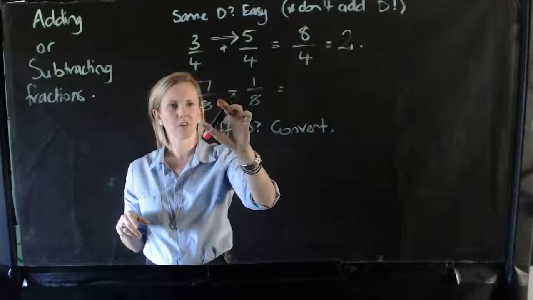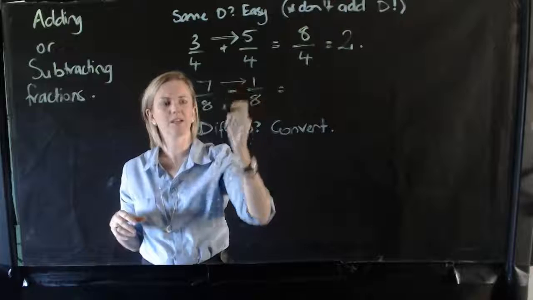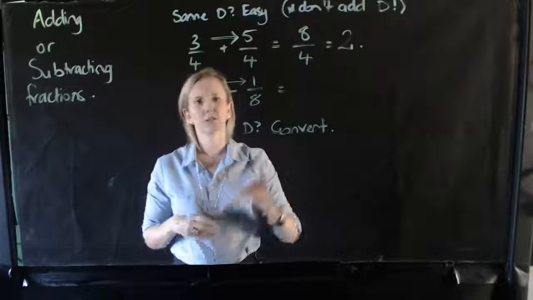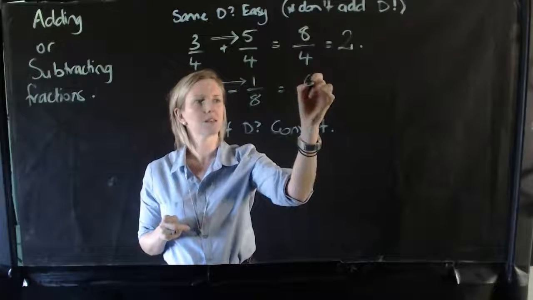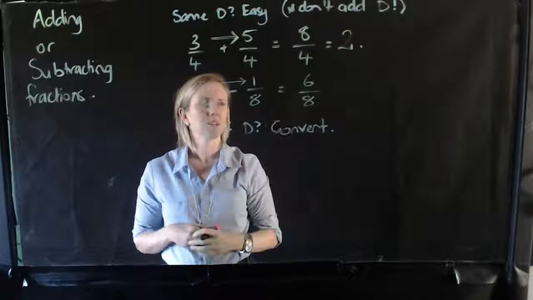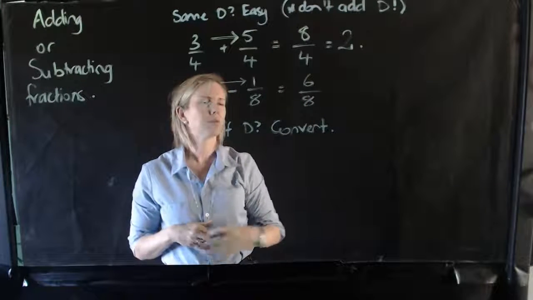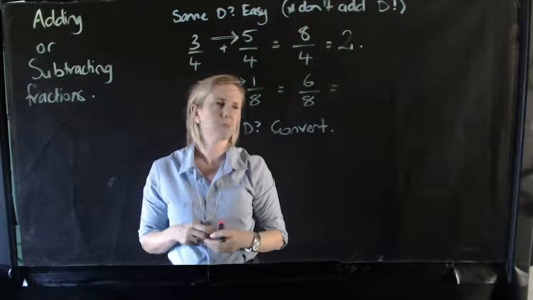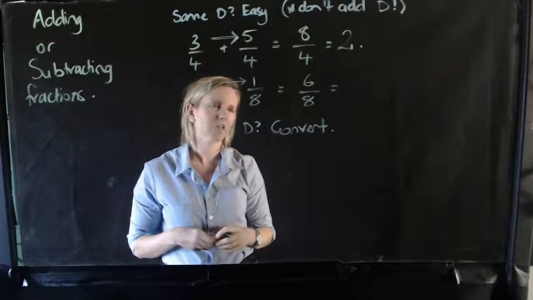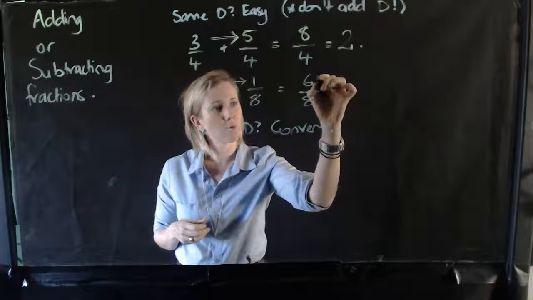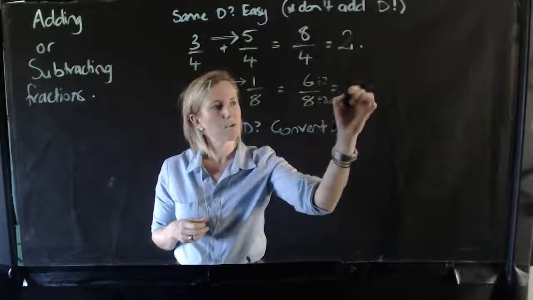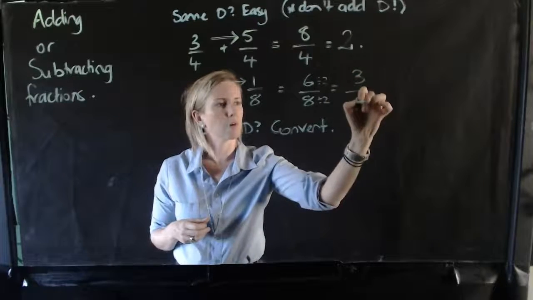7/8 take away 1/8. I can do this easily because the denominator is the same. So I'm just going to subtract the numerator. 7 minus 1 is 6, over 8. And you're thinking to yourself, is that in its simplest form? Well, no, it's not, because I can break it down further. If I divide that by 2, top and bottom, I'm going to come away with 3/4.